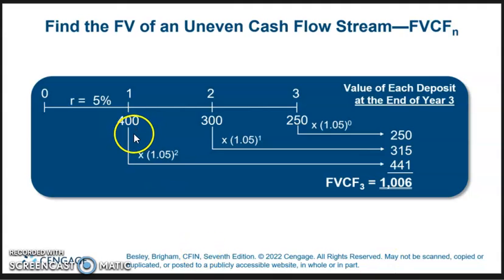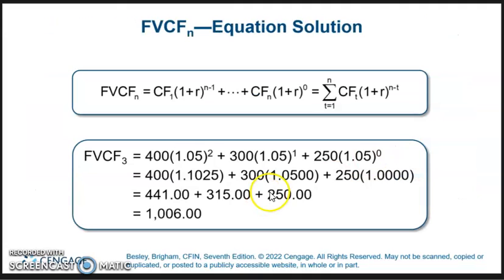They're going to earn a 5% rate. So the first one is 400 times 1.05 squared. So that's $441. 300 times 1.05 is $315. And 250 times 1.05 to the 0 is 1, so that's $250. We add those up and we get $1,006. So the equation looks very much like the timeline: 400 times 1.05 squared plus 300 times 1.05 to the first plus 250 times 1.05 to the 0.